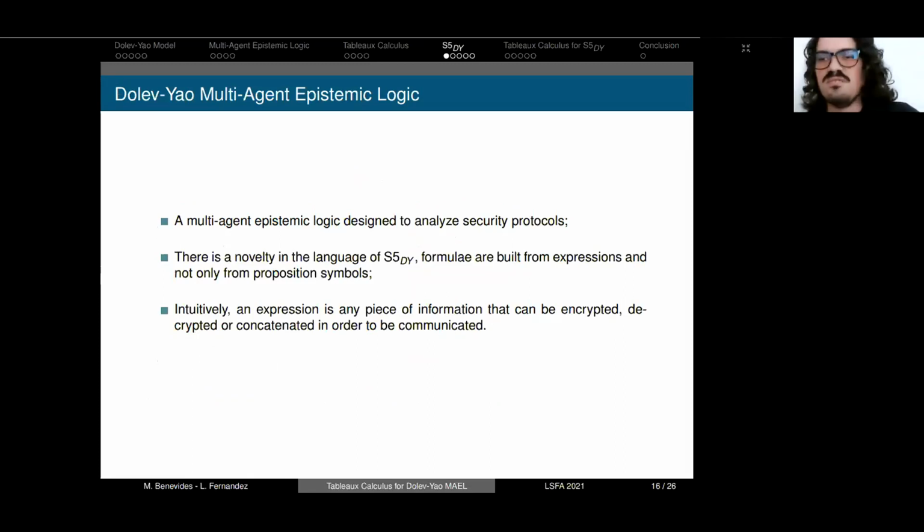And now I'll introduce the Dolev-Yao Multi-Agent Epistemic Logic. We published this work in the special issue of the South American Journal of Logic in 2018. And our goal is to use multi-agent epistemic logic to analyze security protocols. We name it S5DY, and we use expressions that can be any piece of information that can be encrypted, decrypted, or concatenated to build the formulas.